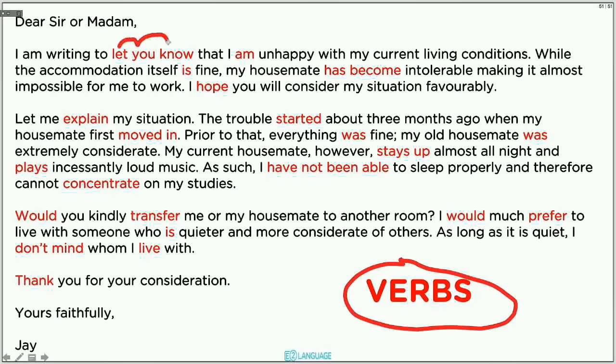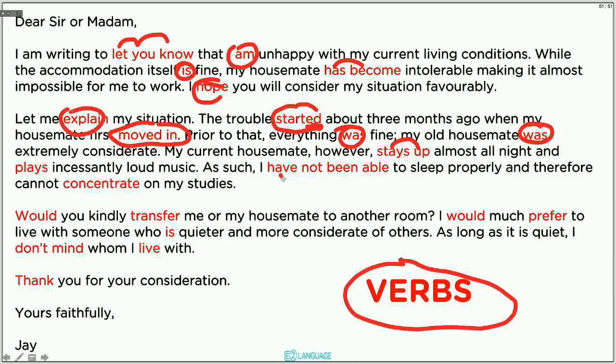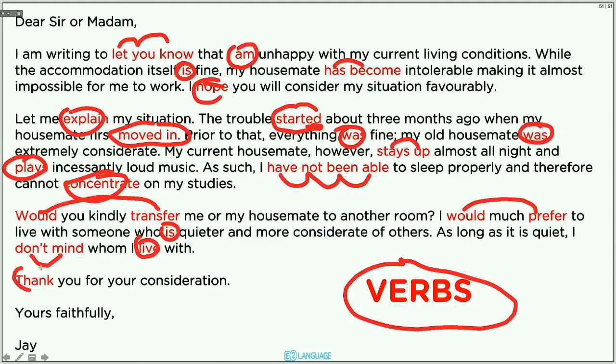This one says let you know. Well, it's a verb phrase. Am, present. Has become, present perfect. Is, present. Hope, present. Explain, present. Started, past. Moved in, that's a verb plus a preposition, a phrasal verb. Was. Stays up, phrasal verb in the present. Have not been able, that's a present perfect verb. Concentrate, present. Would, so we've got a modal verb. Would you transfer me? Would you prefer? Is. Here we've got a negative. Do not mind. Live. Thank. Cool. So we have a variety of verbs here.